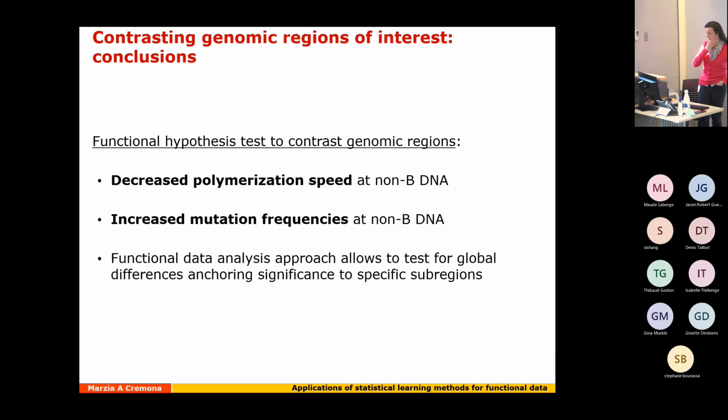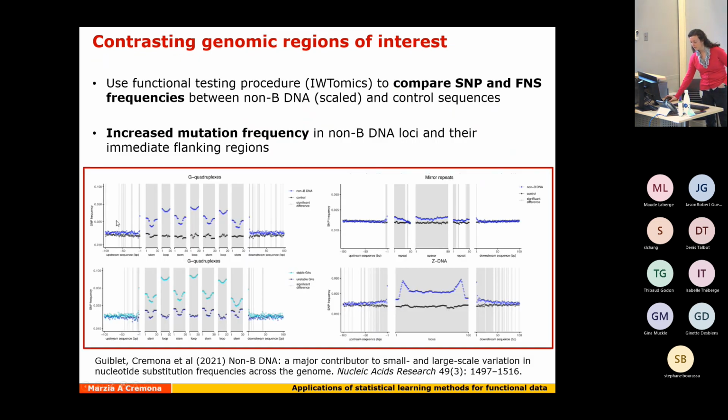So to wrap up this part of the talk, we used the functional hypothesis test to contrast genomic regions and prove that we have a decreased polymerization speed at non-BDNA and also an increased mutation frequencies at non-BDNA. And the functional data analysis tool actually allowed us to really consider the curves and being able to say not only, yes, there is a difference, but also the difference is here. But then if we look a little bit outside of the motif, so a little bit outside of the G quadruplex, the difference is not there anymore.